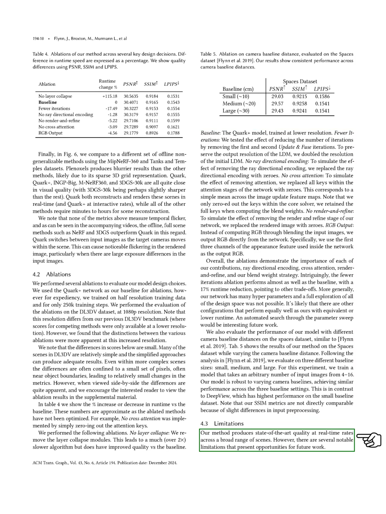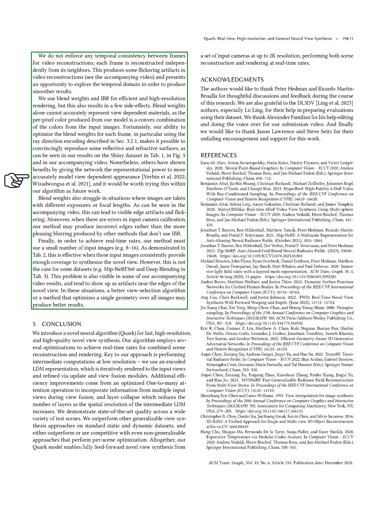Regarding limitations, while our method achieves state-of-the-art quality at real-time speeds across various scenes, it lacks temporal consistency in video reconstructions, leading to flickering artifacts. This presents an opportunity to explore temporal methods for smoother results. Although we use blend weights and image-based rendering for efficient high-resolution output, this approach has drawbacks. Blend weights alone cannot accurately represent view-dependent materials, as the colors produced are a mix from input images. However, our optimization of blend weights using ray direction encoding helps reproduce reflective and refractive surfaces convincingly.